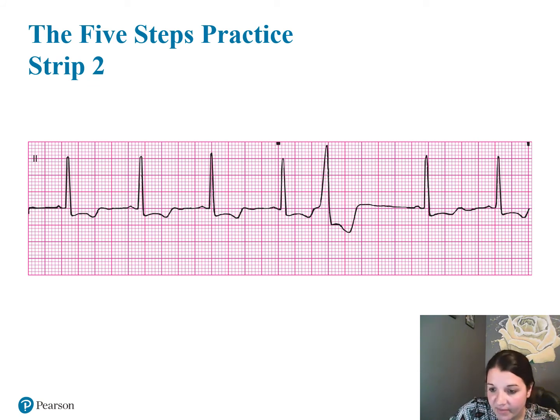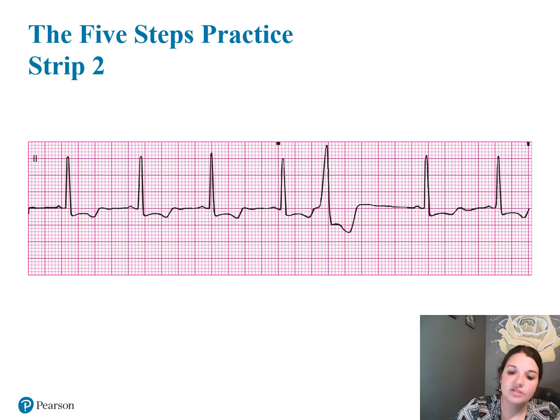I know that my 5 questions, my first question is, are there QRSs? My second question is its regularity. My third question is the heart rate. Fourth question is P waves, and fifth question is PR interval and my QRS interval. So first question on practice strip number 2. Do you see QRSs?